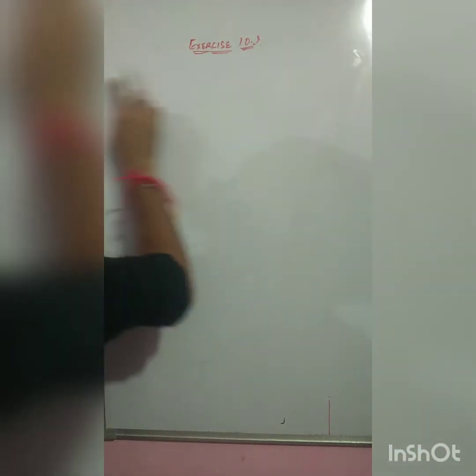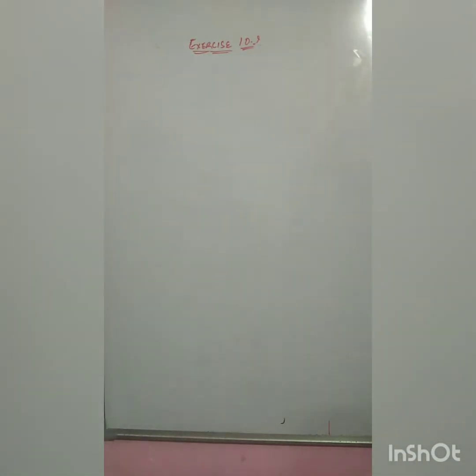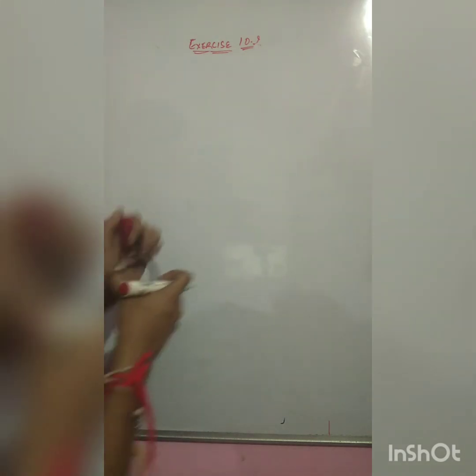Let's clear the board here. Question number 10. In question number 10 we have to prove that the angle between the two tangents is supplementary to the angle subtended by the line segment joining the points of contact at the center.